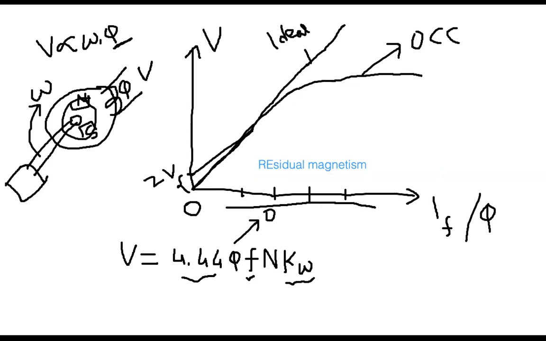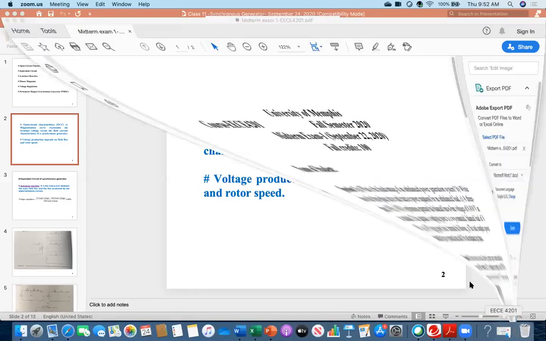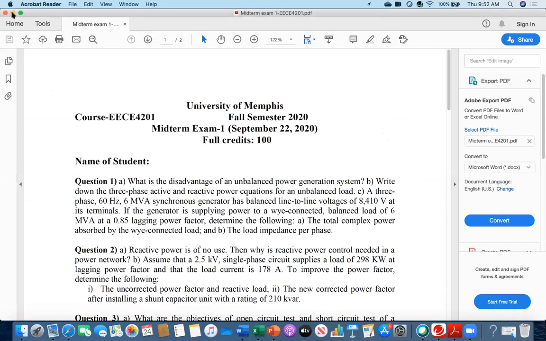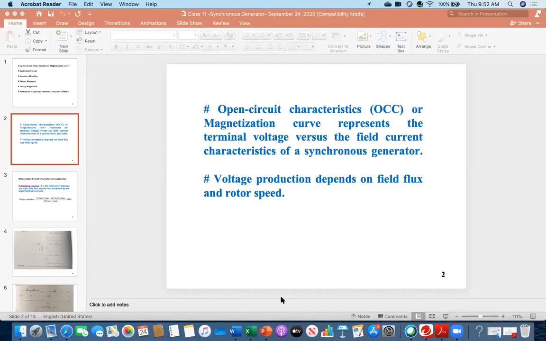So now go back. Yes, I was here. So you see, that is the thing I have written here. Open circuit characteristic, OCC, or magnetization curve, means the terminal voltage versus the field current of a synchronous generator.